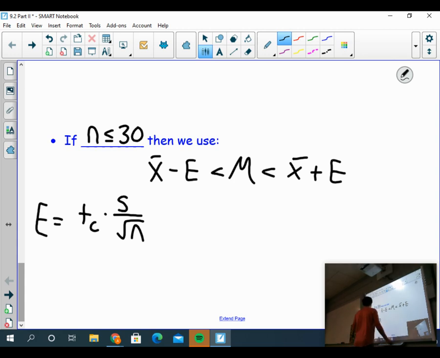So be careful in reading your prompt. Your prompt will inform you which error equation you should be using. And again, what you want to really focus on is, do we know the population standard deviation? And do we know the sample size? And when we do know the sample size, is it bigger or less than 30?